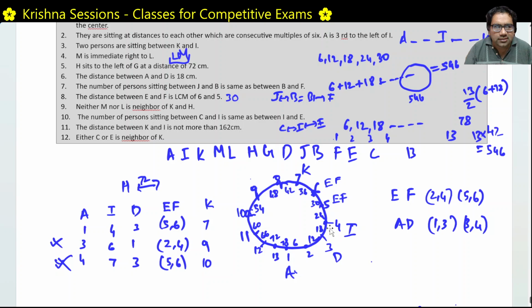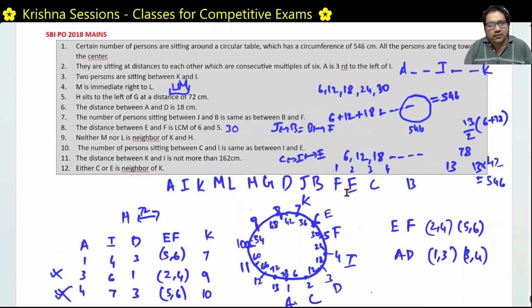Then I is center of C and E, right? If E is here, C has to be here, which is not possible because I has to be center. And if E is here, then C can be here. So that is the only possibility. So that means E is 6, F is 5, then this becomes C, right? And then what next? 12 and 13 anyway, H and G.